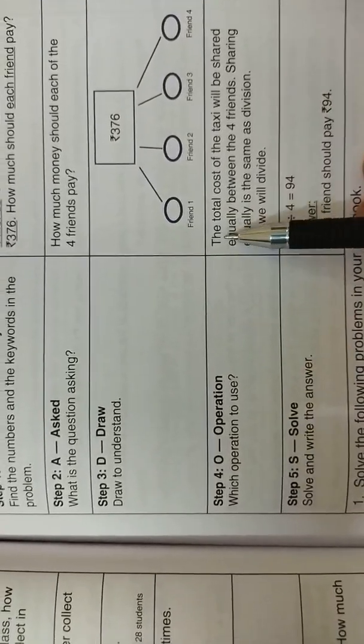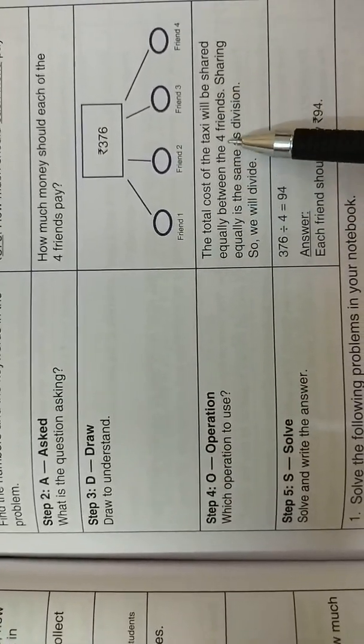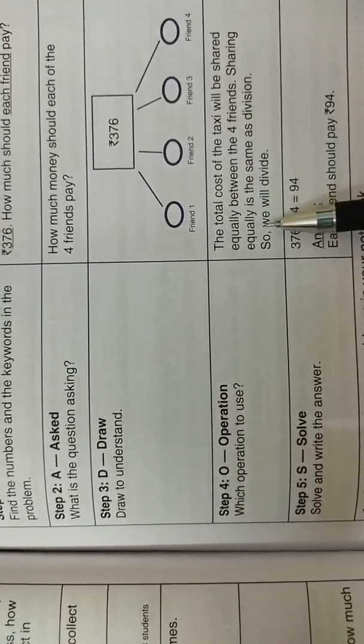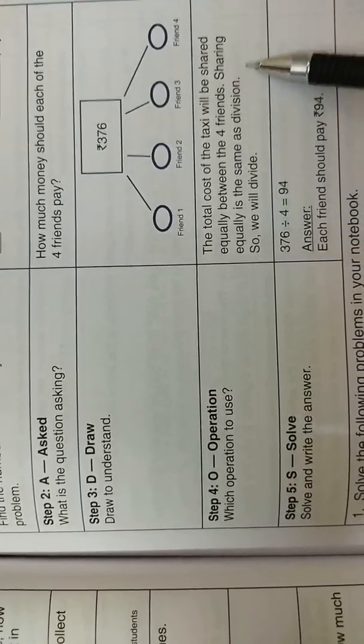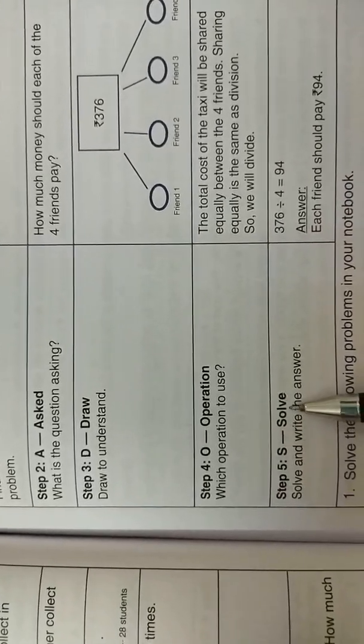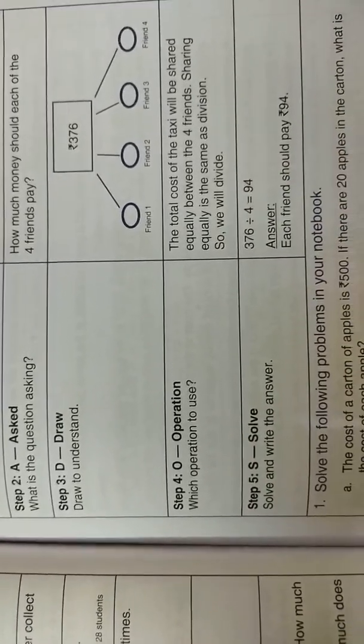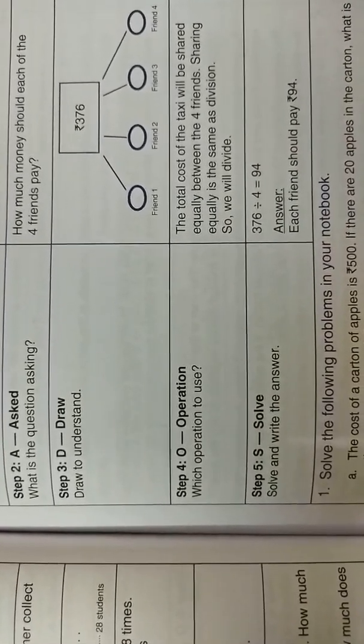So here the total cost of the taxi will be shared equally between the 4 friends. Sharing equally is the same as division, so we can divide. Which operation will we use here? Divide. Step number 5 is the solution. So 376 divided by 4 is equal to 94. The answer is each friend should pay rupees 94.